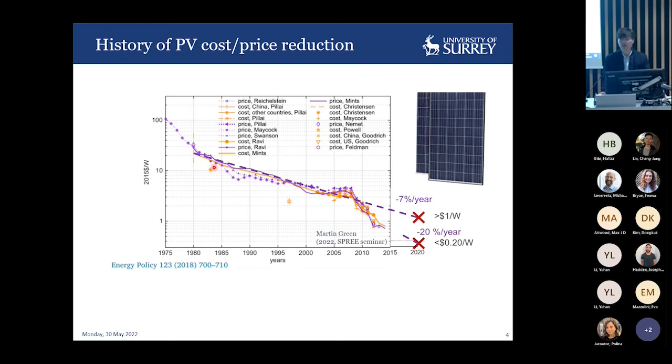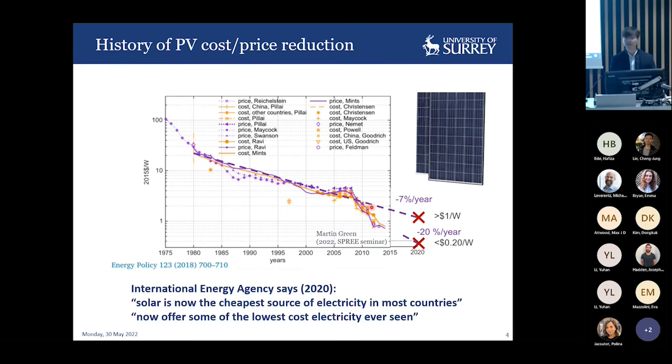But recently, the cost of PV has dropped quite dramatically. Now it's heading to less than 20 cents per watt, which, if we calculate again, is going to be another 20% reduction per year. So that's a very interesting and substantial decrease in terms of PV cost.